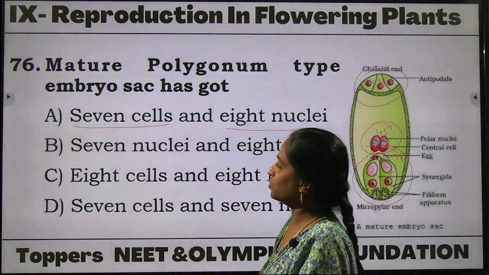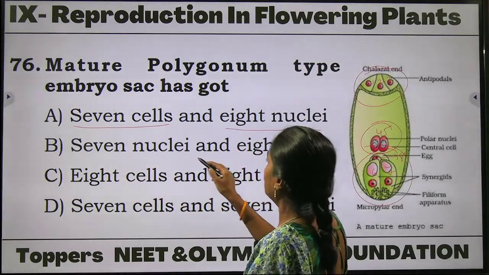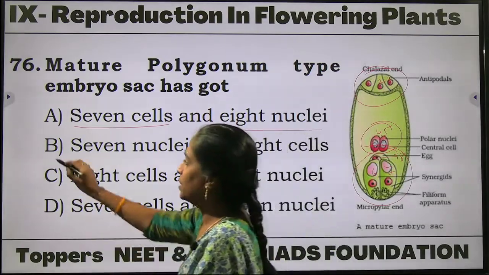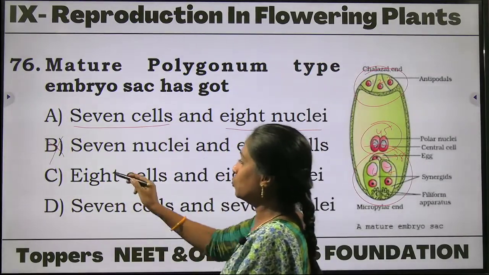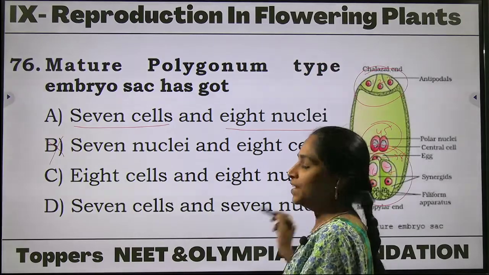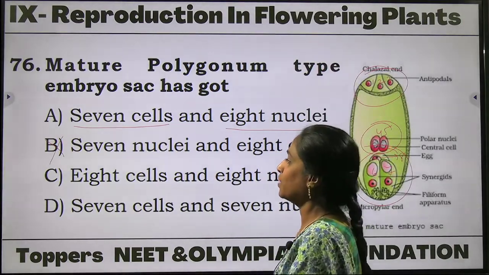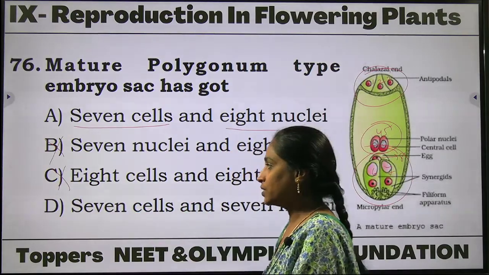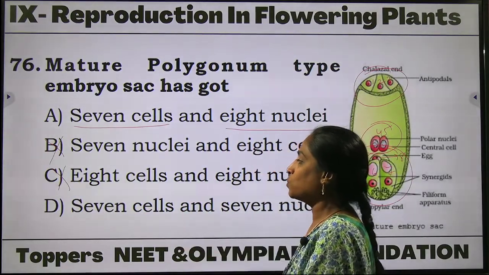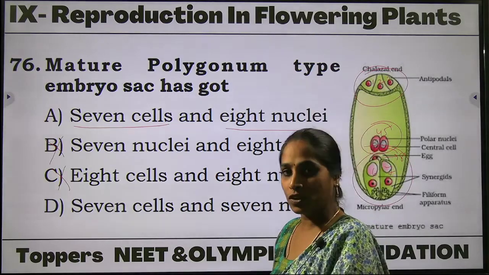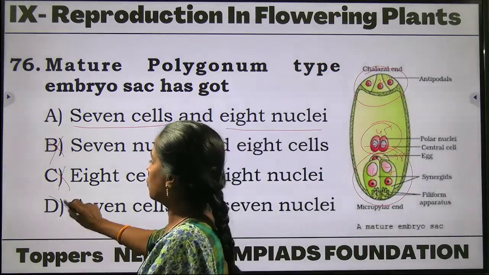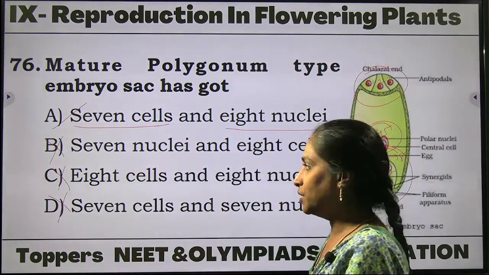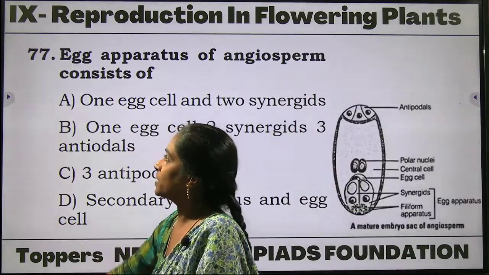Coming to the next options, let us conclude these also. 7 nuclei and 8 cells. Completely opposite to this he gave. Okay. It's a wrong option. Coming to option C, 8 cells and 8 nuclei. No, similar cells and nuclei will not be formed. Nuclei are one extra than the cells, right? And coming to option D, 7 cells and 7 nuclei. No, completely wrong. So which one will be the correct option? 7 cells and 8 nuclei, right? Next, coming to the next question.